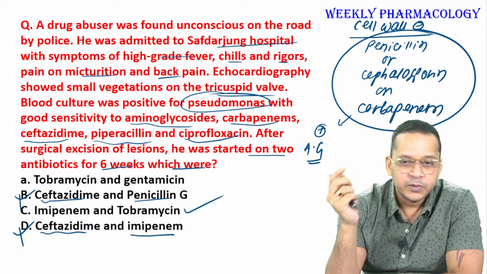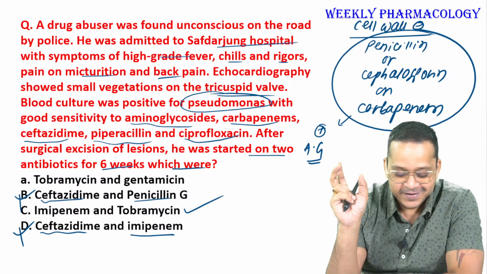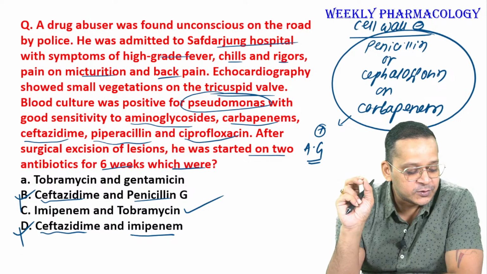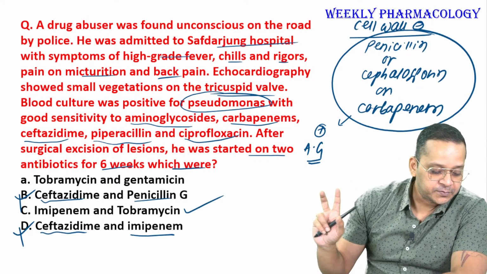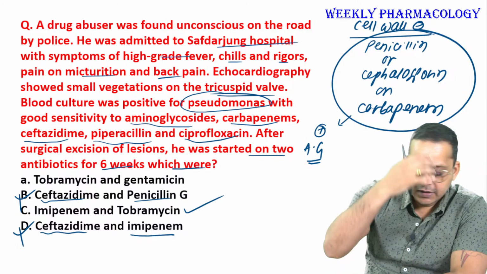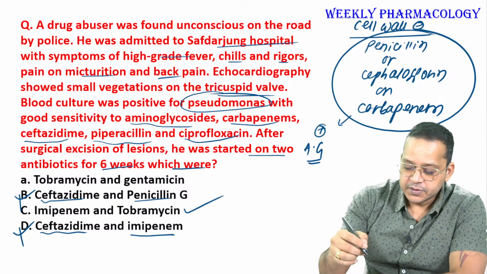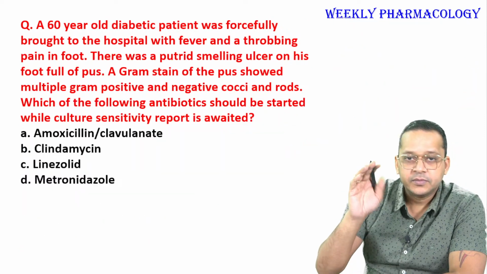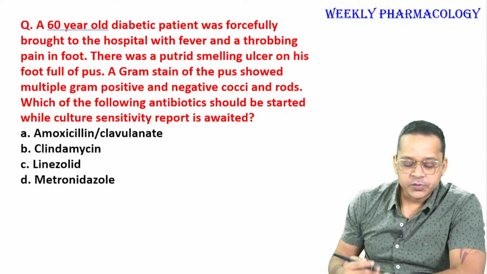You need to have a little bit of innocence, that is good, but too much innocence can cost you your rank, right? So I've told you this to remember the basic concept: penicillin, cephalosporin, carbapenems plus aminoglycoside. That is the basic takeaway message from this MCQ. All right, look at the next question.